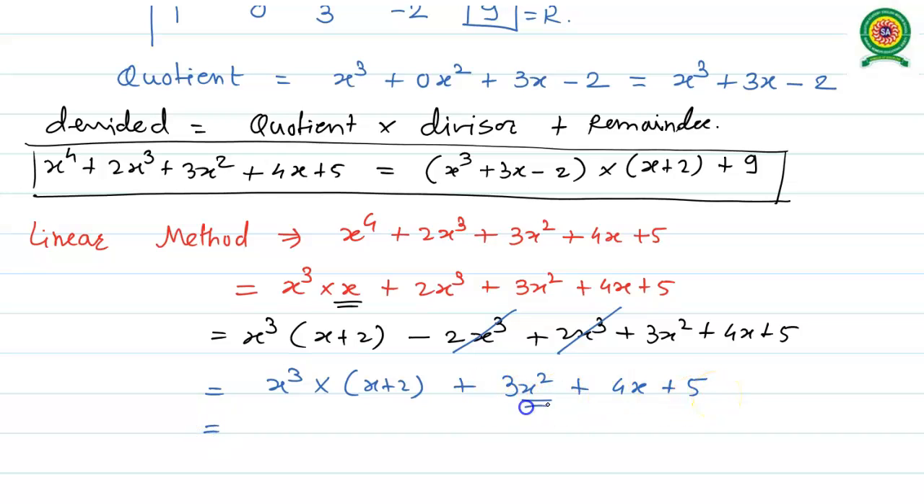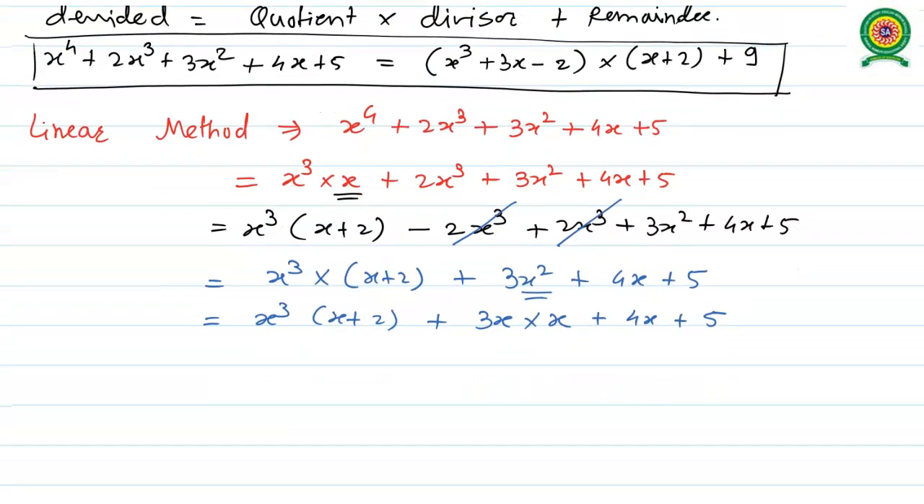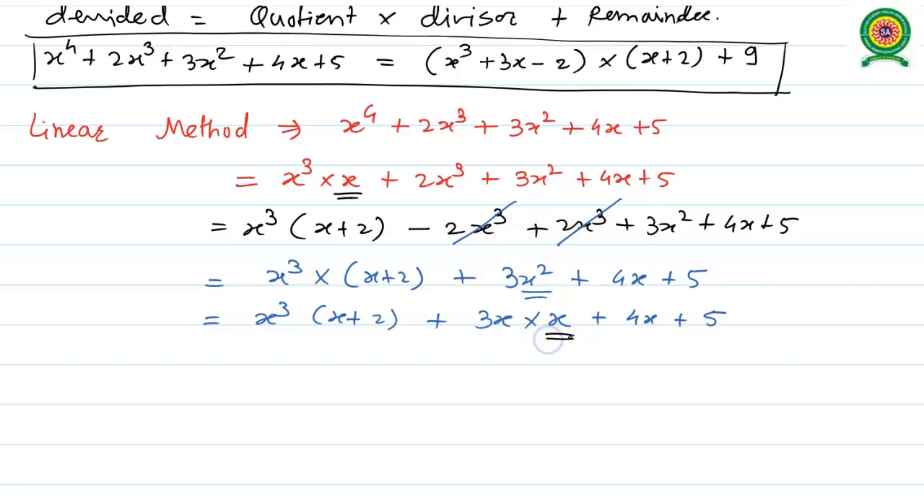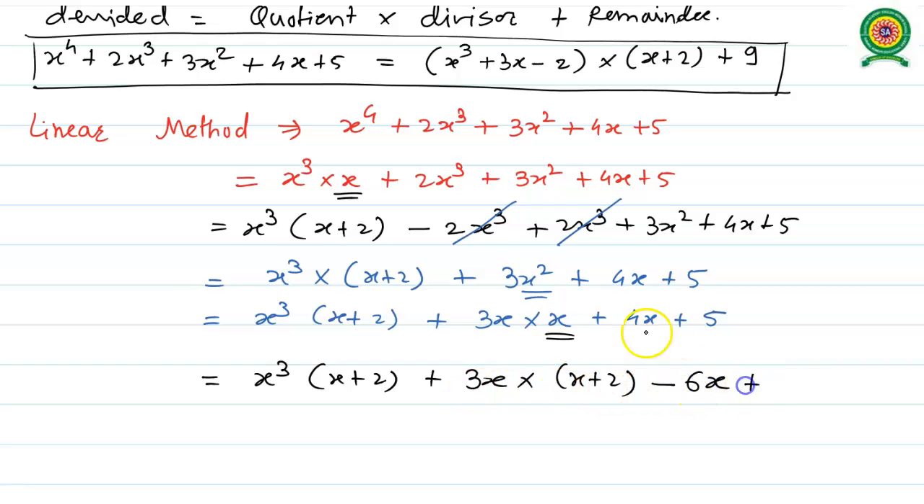Now again we can split x square as x into x, so that we have 3x into x plus 4x plus 5. Again we have to replace this x by our divisor x plus 2, so we have x cube into x plus 2 as it is, plus 3x into x plus 2. Now be focused: once we distribute this 3x over the bracket, we get 3x square plus 3 times 2 is 6x. To cancel out the 6x, we make minus 6x, plus 4x plus 5 remains as it is.